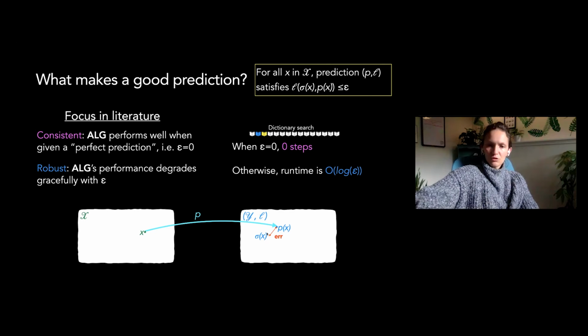So in other words, if you don't predict P of X to be equal to sigma of X, if you predict it a little bit outside of that, you don't want your competitive ratio or runtime to immediately blow up. So in dictionary search, we saw that with some error with positive epsilon, the runtime was order log epsilon.